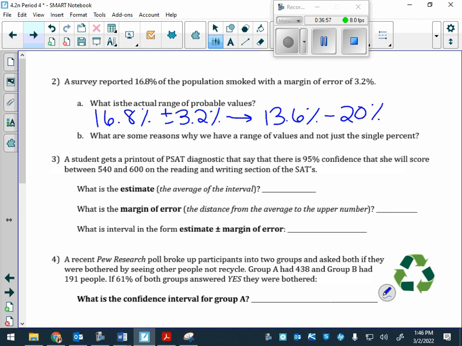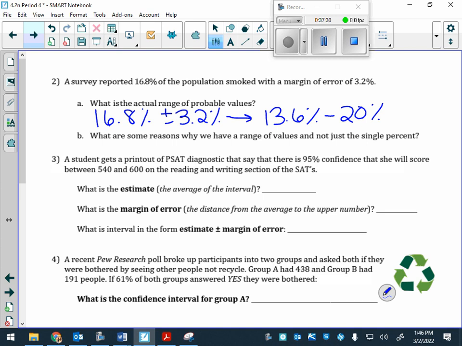Okay? So, what are some reasons why we have a range and not just a single percent? What are some things? Go ahead, Liam. I think it has to take into consideration the margin of error, so to either add 3.2% or subtract 3.2% to represent that range of potential other results. That was just the raw statistic.